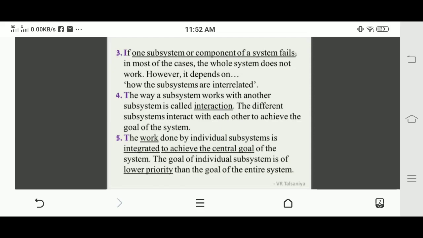Then there is interaction. The way a subsystem works with another subsystem is called interaction. The different subsystems interact with each other to achieve the goal of the system. So when there is interaction, only then can people work with information to get a successful task. The work done by individual subsystems is integrated to achieve a certain goal. If work is divided, it can be done easily, so it is integrated, but only to achieve a central goal. Central goal means one major goal for which n number of people are working.